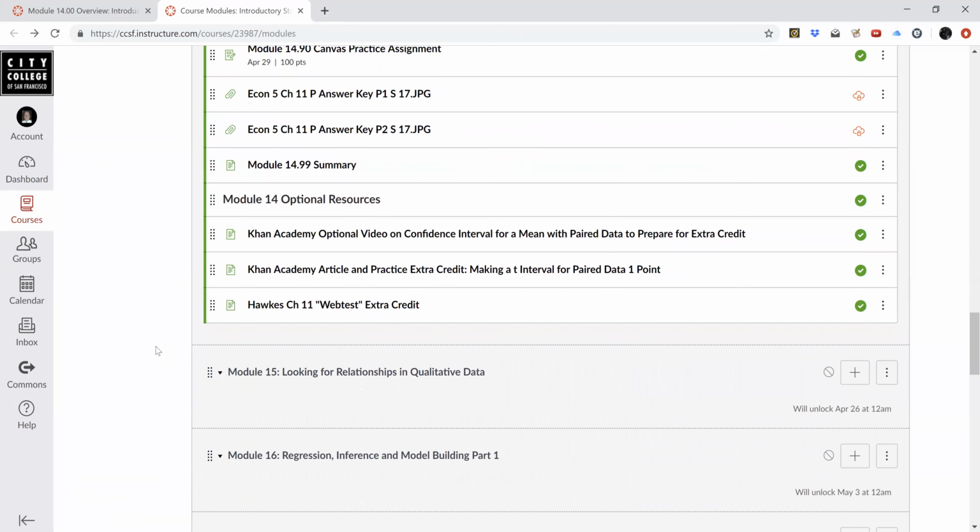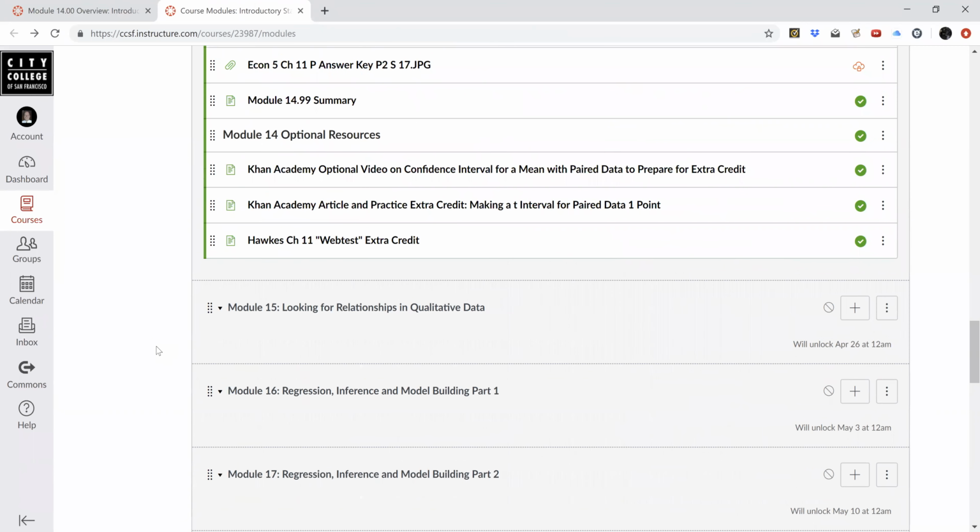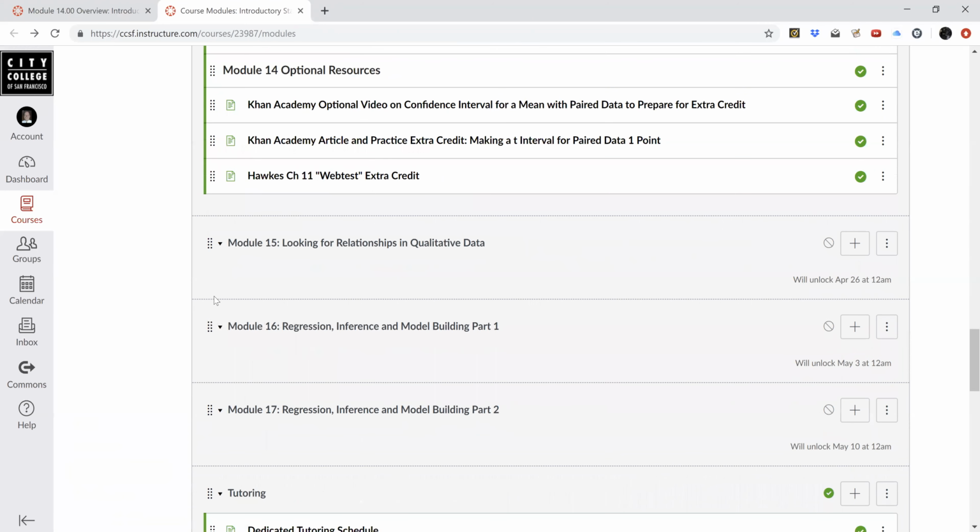And once you've finished it, we're going to be moving on to the last few chapters of the book, the last few topics that we're going to be covering this semester, which include what's known as the chi-squared test, which we'll be doing in Module 15, and then the most important topic of the entire semester, which is regression analysis, which we'll be doing in Module 16 and 17.